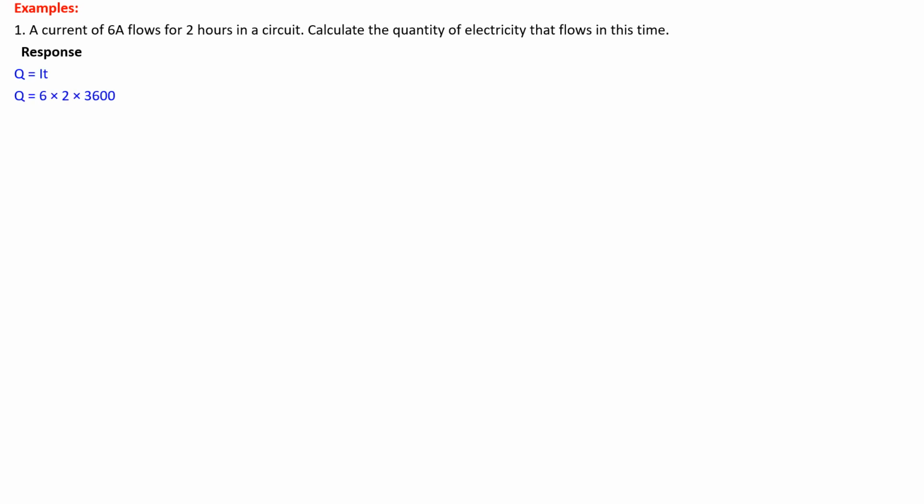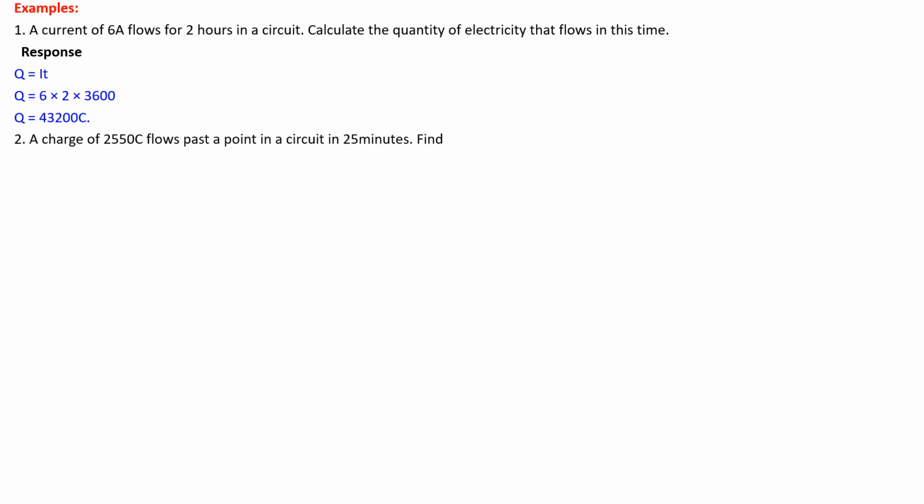Calculations. Let's try these calculations. Here we are given current, time is given, then they want us to calculate charge. We use the first equation. Substitute, get the answer, and the charge will be 43,200 coulomb.